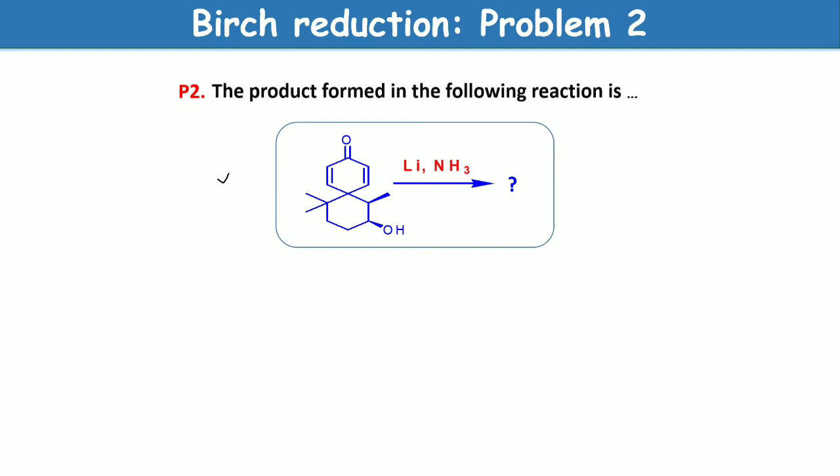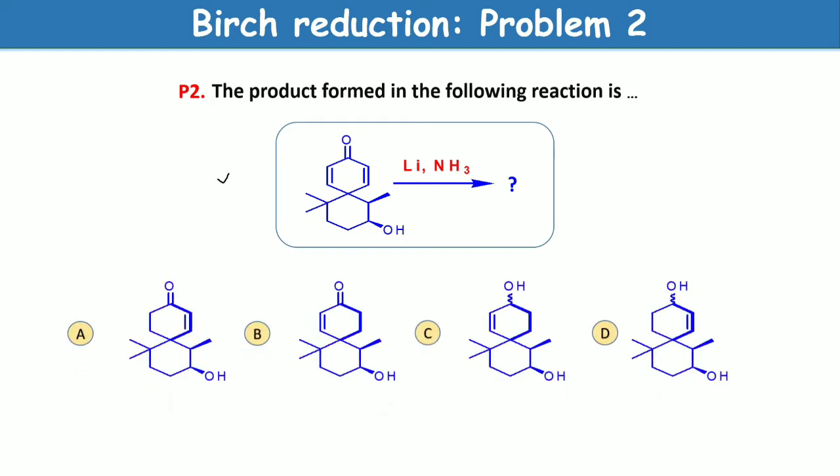This is my second problem on Birch reduction and it is of MCQ type. There are 4 options, option A, option B, option C and option D. Now coming to the reaction, this reactant molecule is basically representing an alpha beta unsaturated carbonyl molecule from this side and also from this side. And you know, in an alpha beta unsaturated carbonyl molecule, only the double bond is reduced in presence of lithium and liquid ammonia and the keto functionality remains as it is.